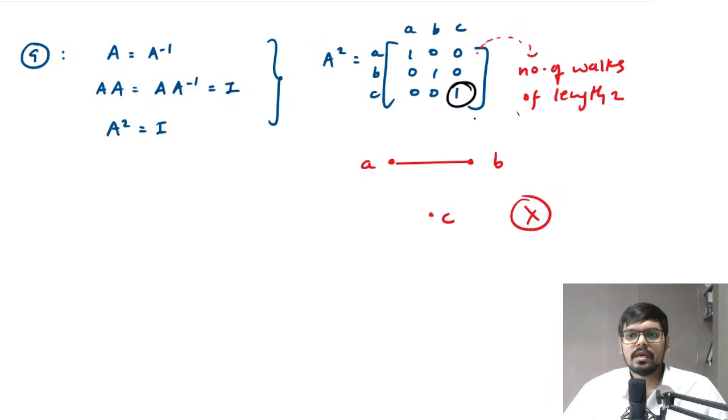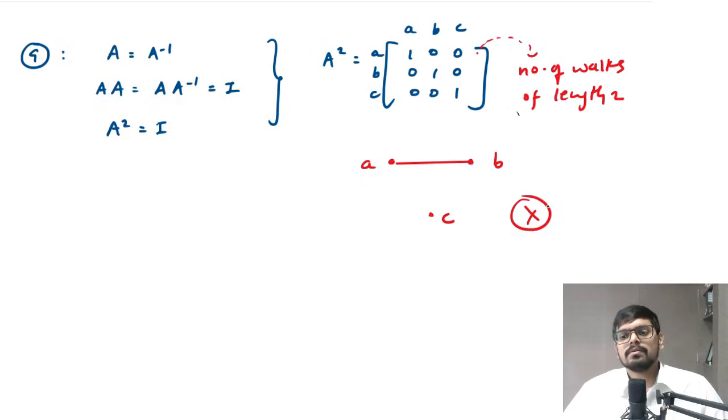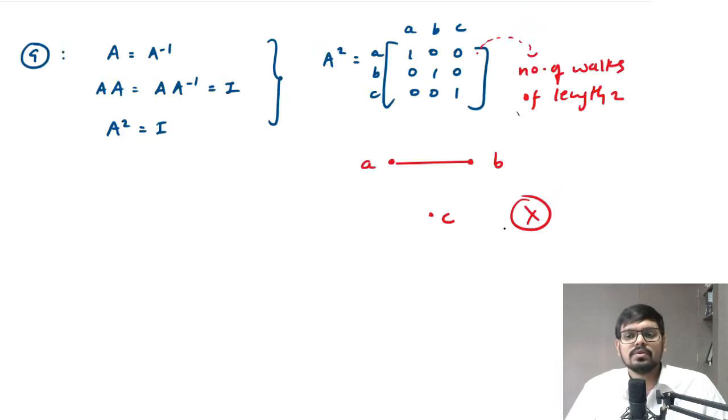Then C to C, how will you generate it? C to C, number of walks 1, length 2, how will you generate it? Will you connect these two? Then you will say C to B, B to C, length 2, number of walks 1. Correct, sir. But if you do this, then B will change. Then B cannot be 1, B has to be 2. Then for B, I have 2 such walks of length 2, BC, CB, and then BA, AB. So I cannot create examples, sir. Option D is trying to say there is no such graph, sir. There is no such graph.